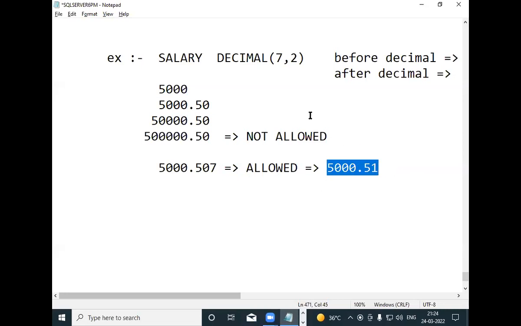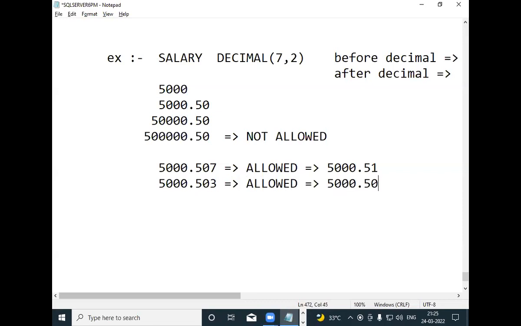Because actually after decimal, how many digits did you say? 2. But this contains how many? 3. These 3 digits are rounded to 2 digits. 507 is rounded to 51. Then suppose I enter 503. This is also allowed. Then it stores what, sir? 5,000.50. What is the rounding rule?